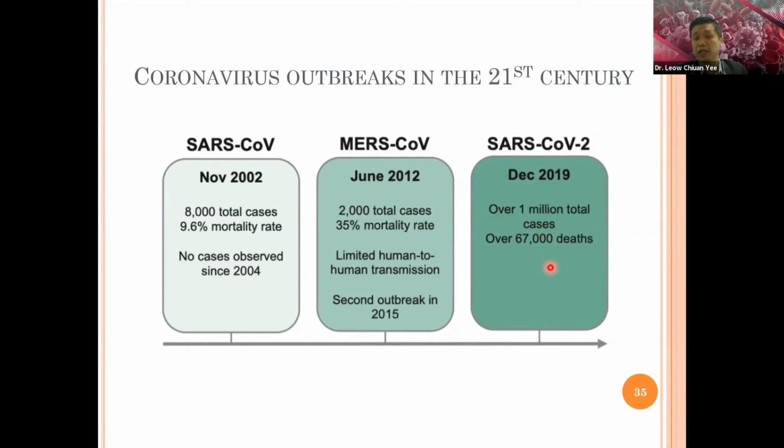However, the fatality rate luckily is not that high, which means it's less than 2%. As compared to this one, which is up to 9.6%, and this one, up to 35%, this is less than 2%. But we still need to be aware, because the severity is still there. It has the potential to pass from one person to another, and we still need to be aware that this disease is quite risky also.